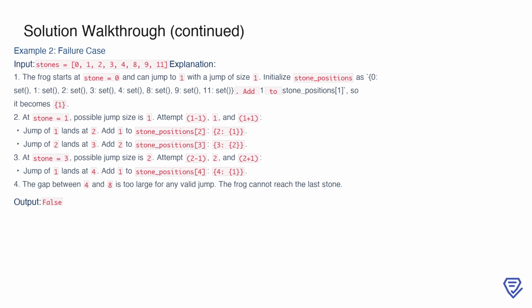However, at this point, the gap between stone 4 and stone 8 is too large for any valid jump. The frog cannot proceed further, meaning it is impossible to reach the last stone. As a result, the output is false.